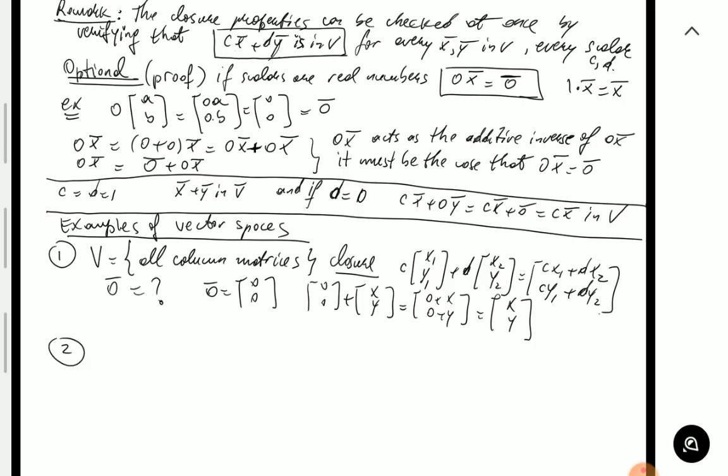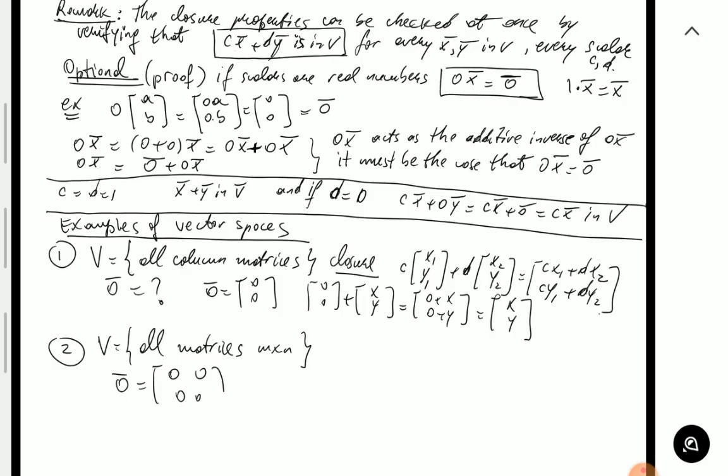Here's another example. V is the set of all matrices in general, M by N. This is also a vector space. We can illustrate it again for 2 by 2 matrices. In that case, for the closure property, I'm not going to write it down one more time because it looks the same. What's different? Well, what's the zero vector?